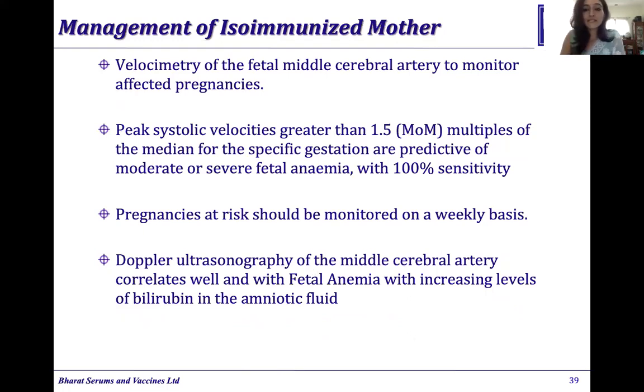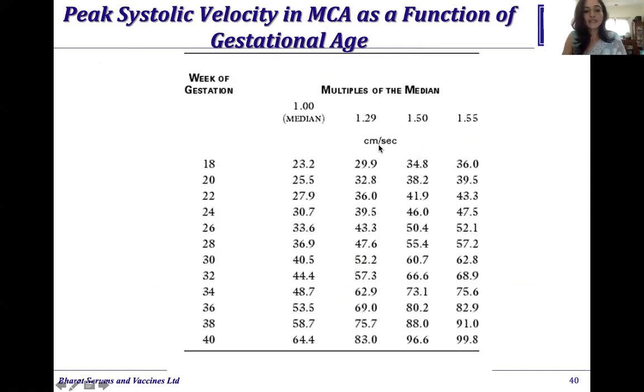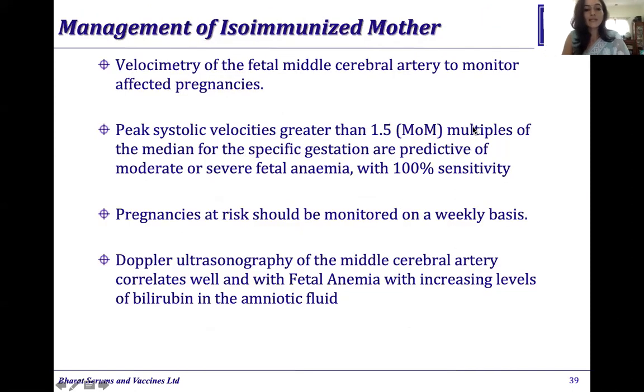Velocimetry of the fetal MCA, middle cerebral artery, to monitor the affected pregnancy, has revolutionized how we manage Rh negative mothers. And we have gestational age specific nomograms of MCA PSV. The peak systolic velocity is usually denoted in terms of MoMs, multiples of median. We have the gestational age here, the mean, the median, and then the multiples of median here. So we look at the multiples of median.